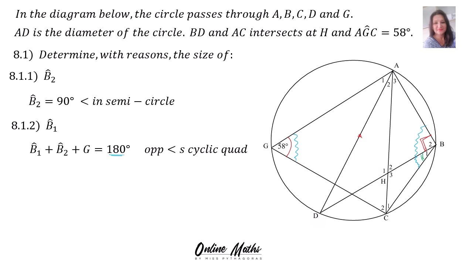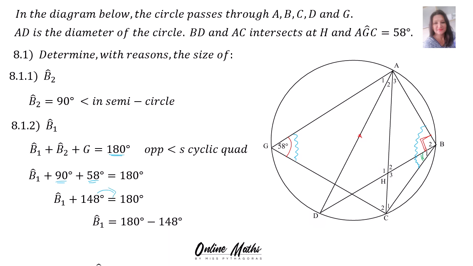So then we can say that B1 plus B2 plus G is 180. B1 plus B2 we know is 90 degrees, angle in semicircle. G is 58 degrees, that was given, equals 180. 90 plus 58 is 148. Let the 148 walk across, it becomes negative, so B1 is 32 degrees. Remember, it's always good to add it in there. B1, 32 degrees.